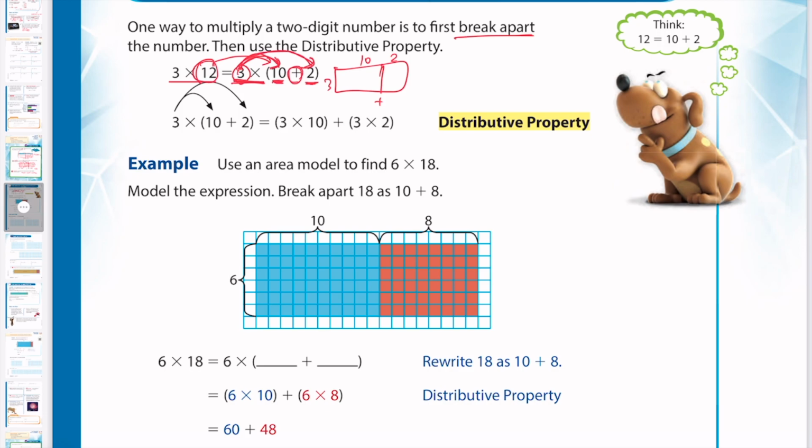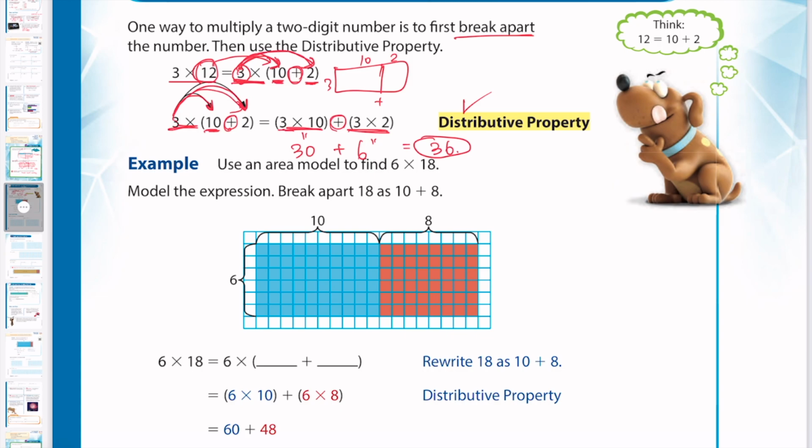So let's take a look. You can say deliver and deliver. So now 3 times, deliver to 10. So 3 times 10, and you need to add plus 3 times 2, deliver. And then you find the partial products, and then you need to add to know the product. This is what we call the distributive property. So which is what? 3 times 10 is what? 30. And 3 times 2 is 6, which means 36.